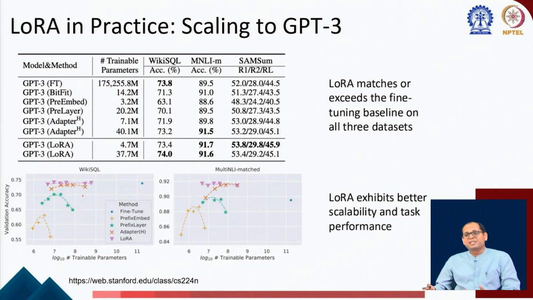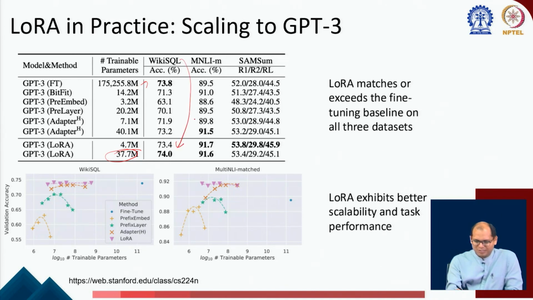And then they tried what happens if you scale it to GPT-3. So even in GPT-3, you see with, say, a particular configuration with 37.7 million parameters compared to 175 billion parameters, it was able to outperform on both WikiSQL and MNLI. Both the best models are with LoRA configuration. So even with GPT-3, it scales quite well, and this was also a nice plot on what happens if you increase the number of parameters.